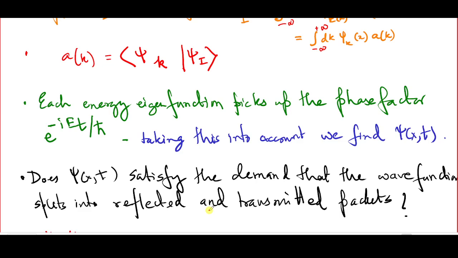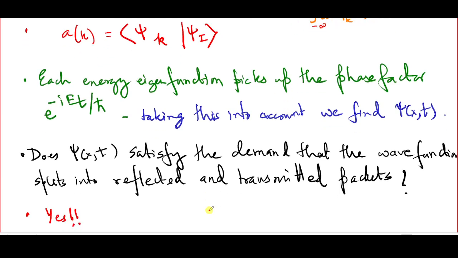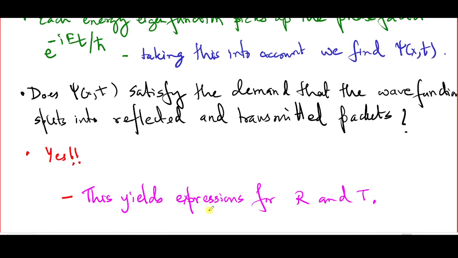If it does, and the answer happens to be yes in this case, we can integrate the mod squares of psi r and psi t over all space to find out the probability that a particle will be reflected or transmitted. These are, of course, the quantities R and T, reflectance and transmittance, relevant for this particular scattering process.